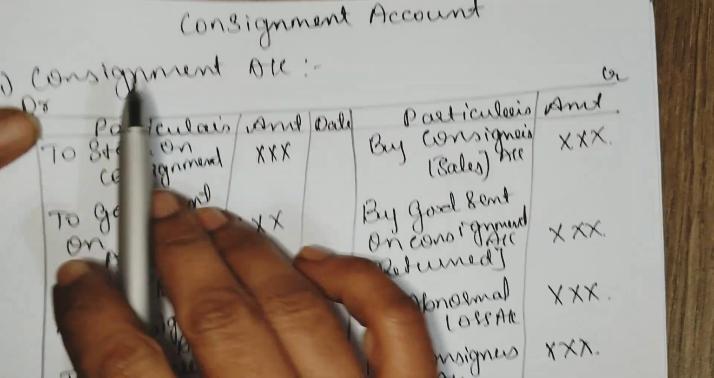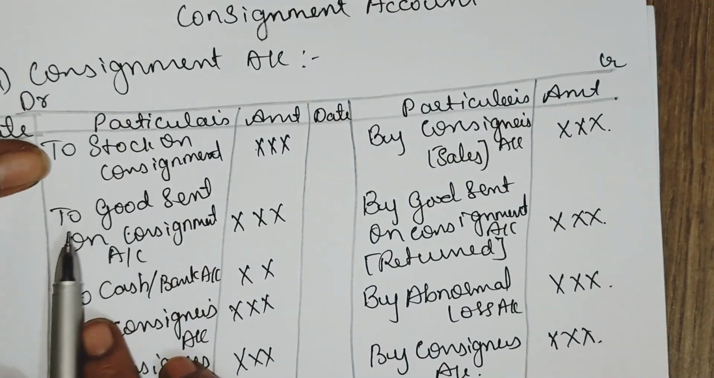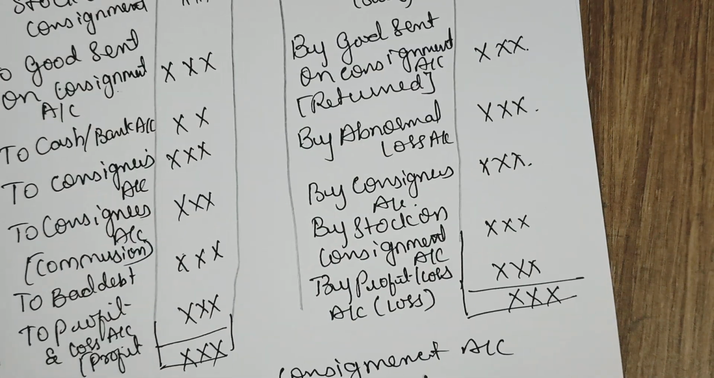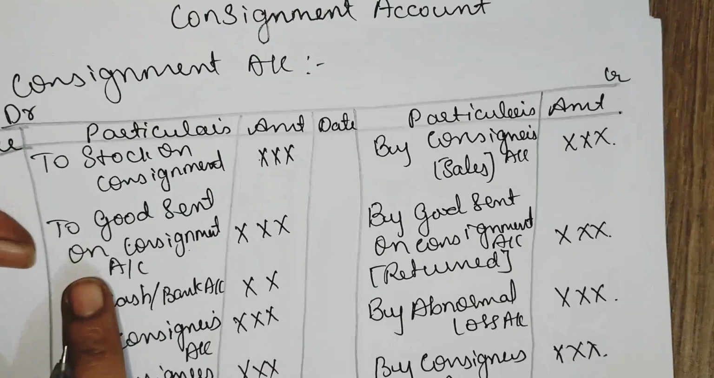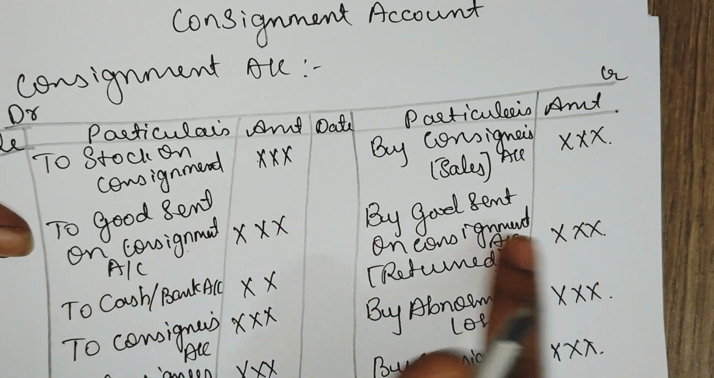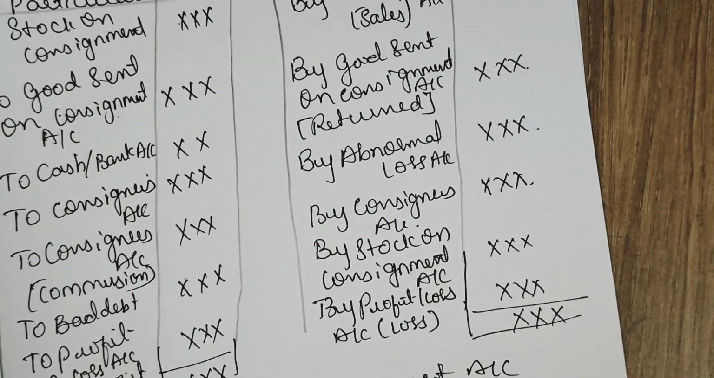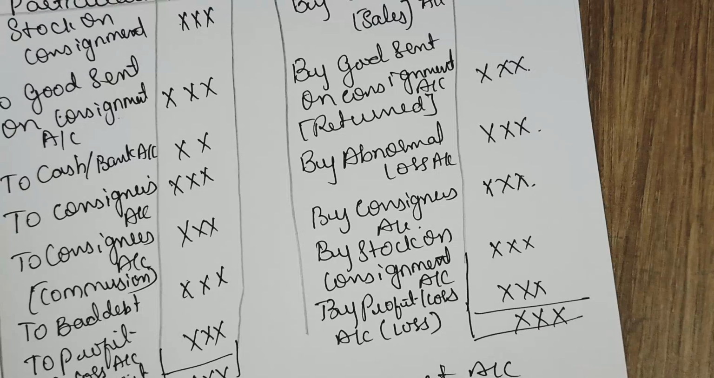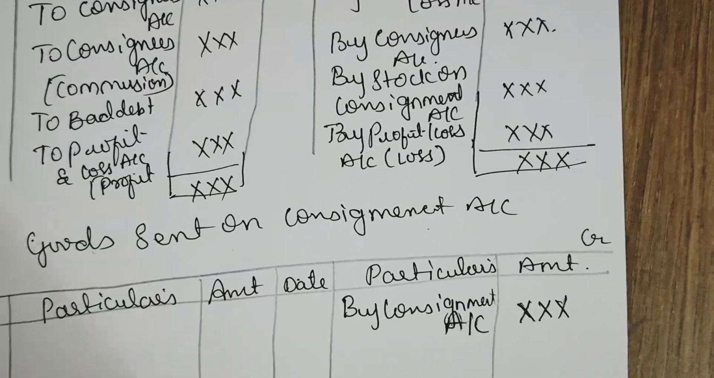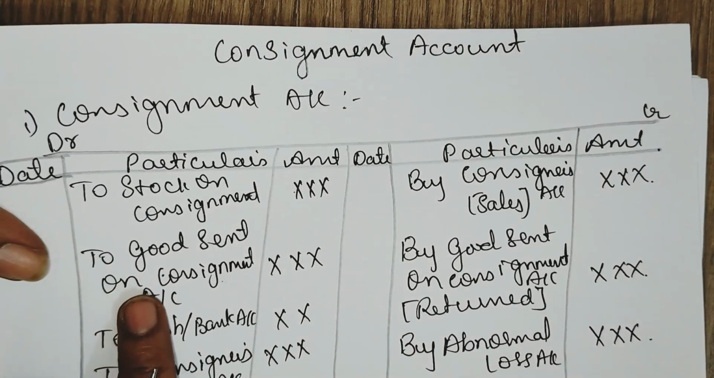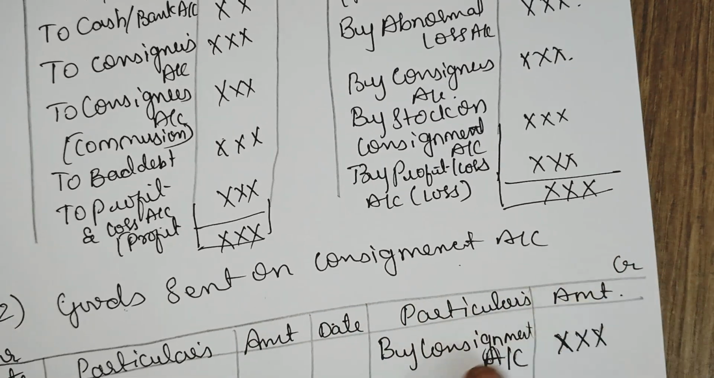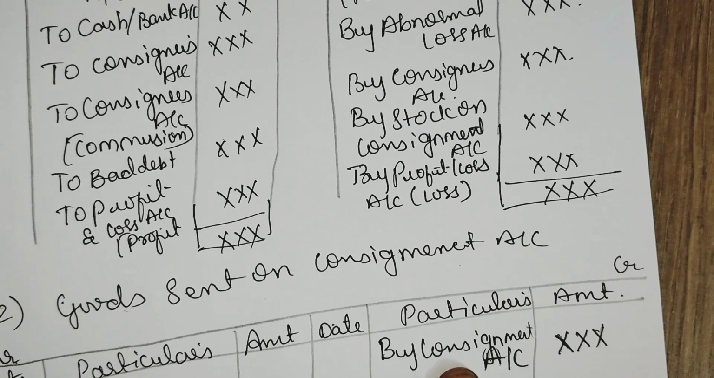Here you can see in the consignment account we have debited goods sent on consignment account. So in the goods sent on consignment account, we are crediting. This is the goods sent by consignor to the consignee. Whatever goods sent, that one we are crediting by consignment account. Here we have debited goods sent on consignment account. In goods sent on consignment account, we are crediting consignment account. This is the entry for the goods sent by consignor to the consignee.